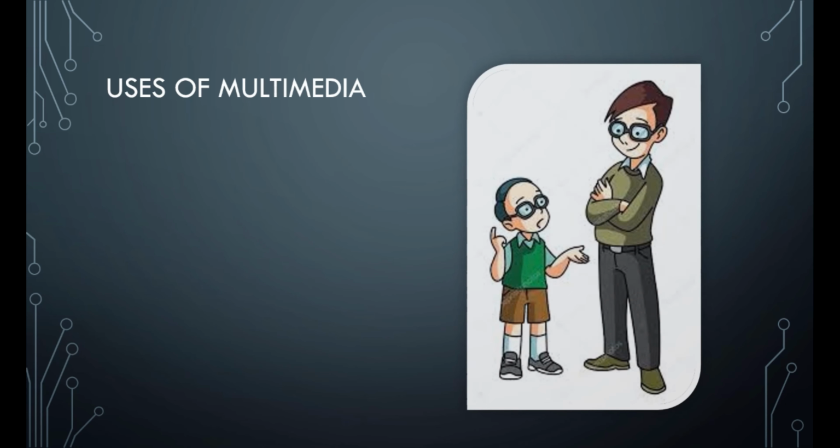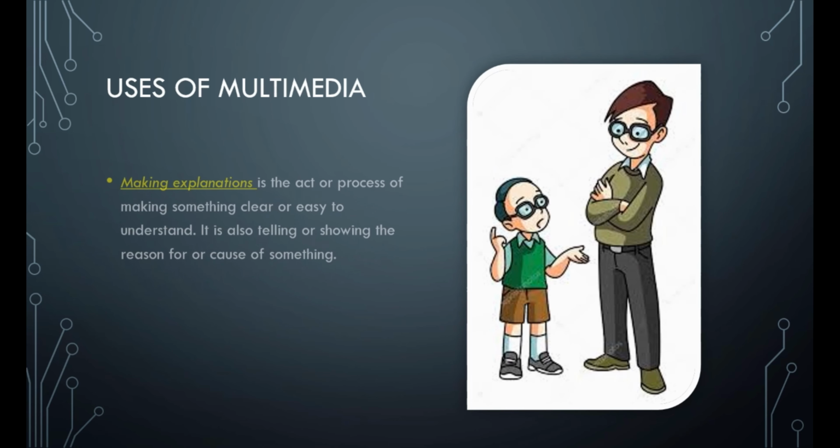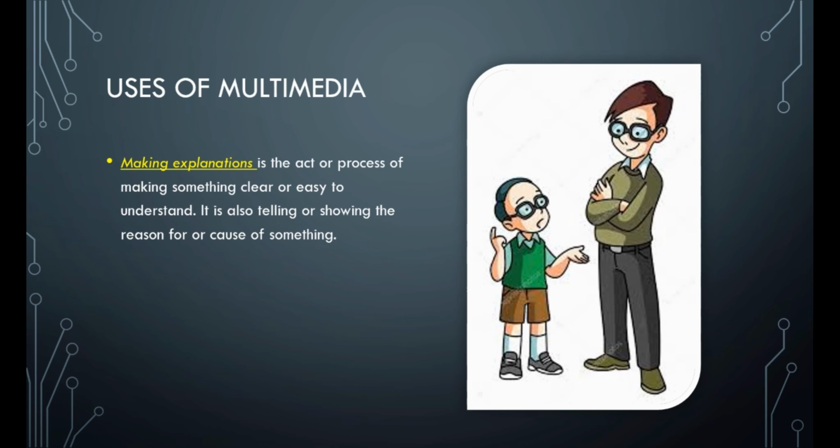The third use of multimedia is for making explanations. This is the act or process of making something clear or easy to understand. It is also telling or showing the reason for or cause of something. Like when you explain why you love basketball or why you like BTS.